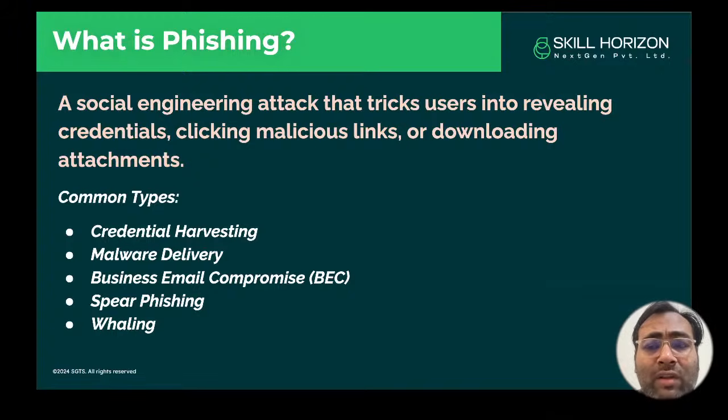Malware delivery, like through attachments. If an email contains an attachment and you are suspicious that the email is basically a phishing email, then maybe the attachment contains some malware. And then business email compromise, which is the CEO scam, and spear phishing or whaling. So these are the common types of phishing.